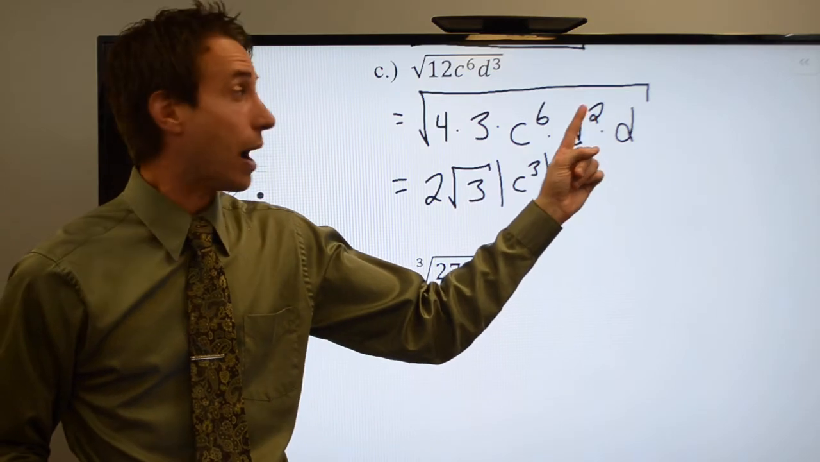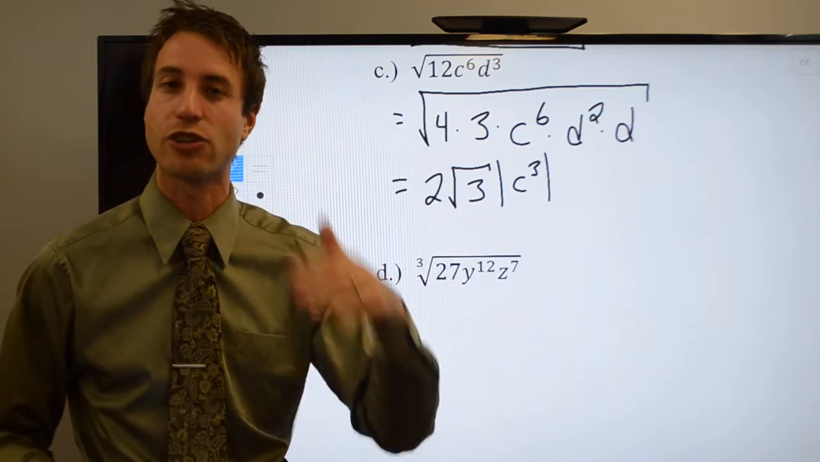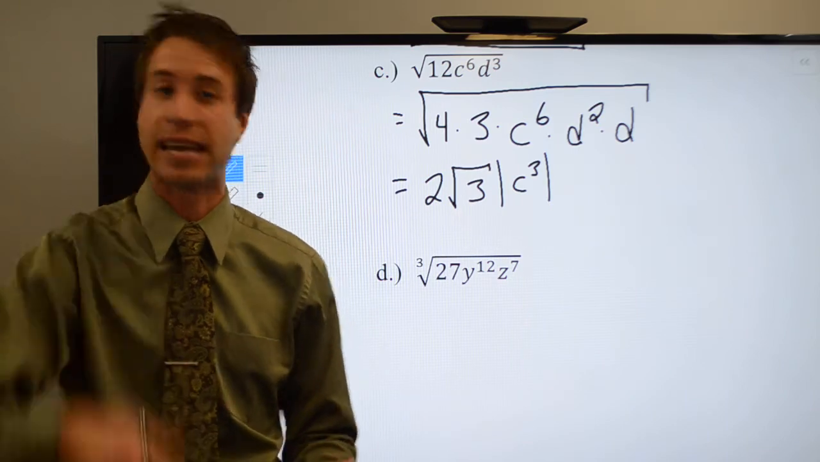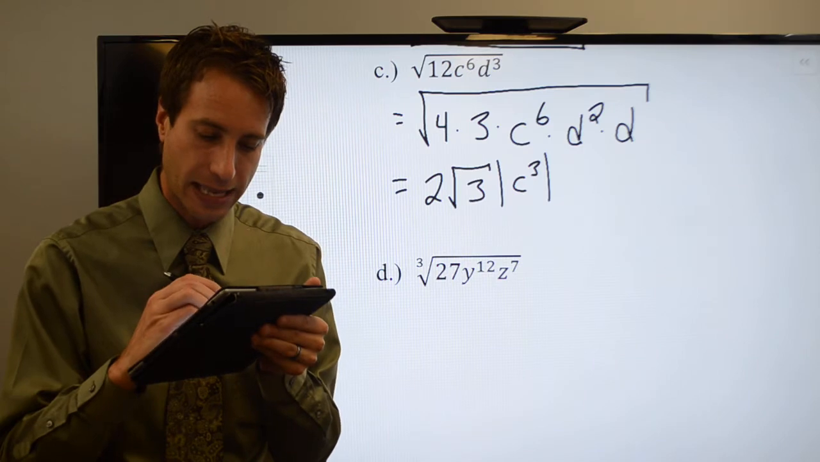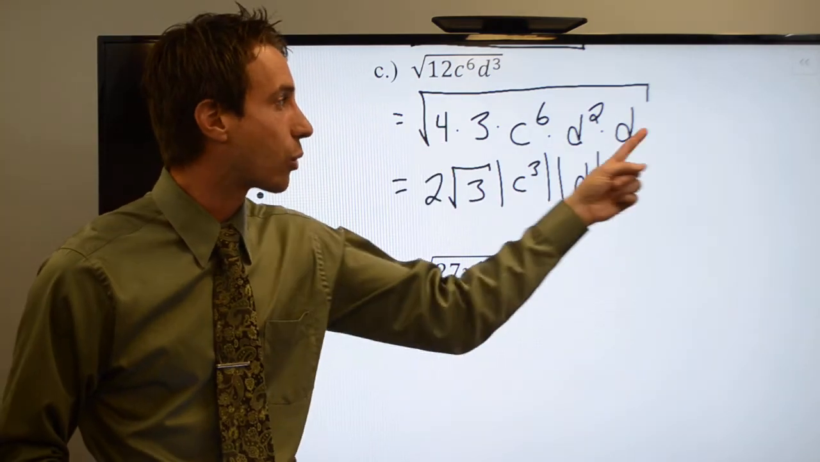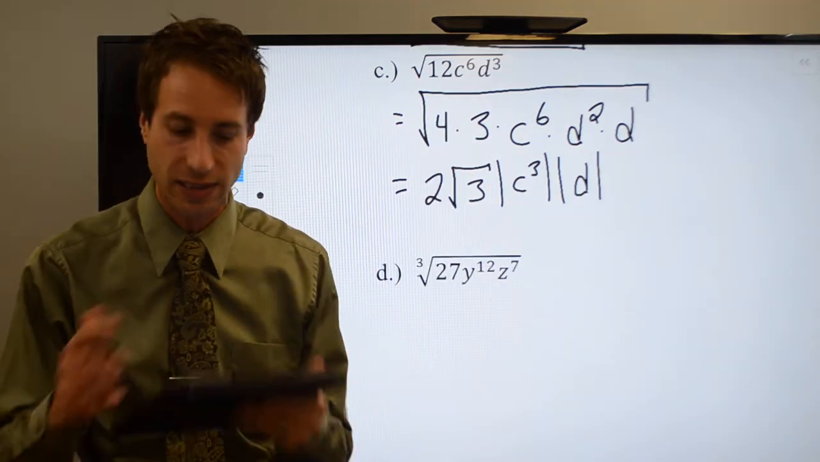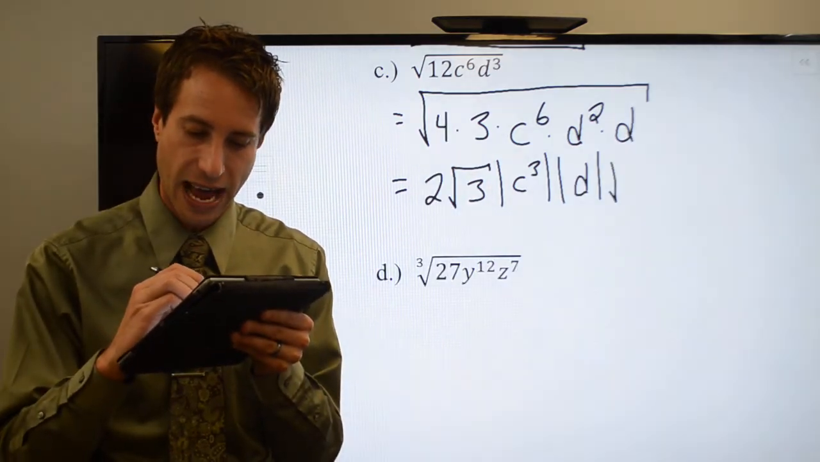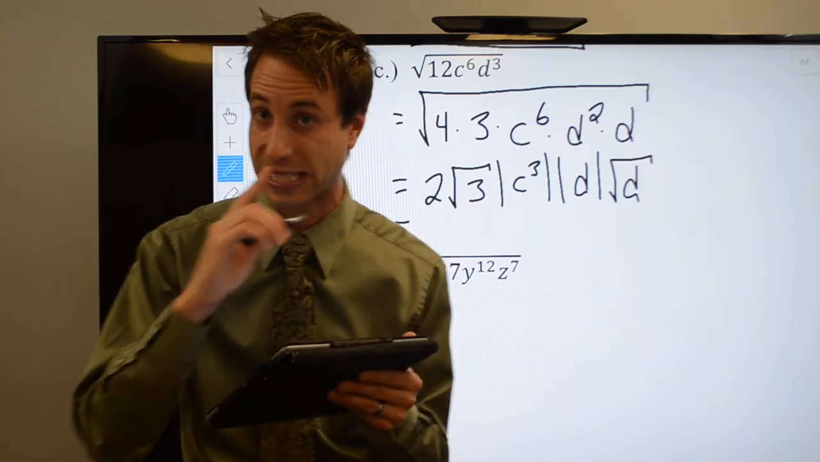D squared. Well, 2 is my power, 2 is my index. They cancel each other out. I'd be left with just a d. Careful, even to d to the first is an odd, so it's going to be the absolute value of d. And then I'm taking the square root of a d. There's nothing I can do with that. It's to the first power, which is not evenly divisible by 2, so we just leave it as the square root of d.